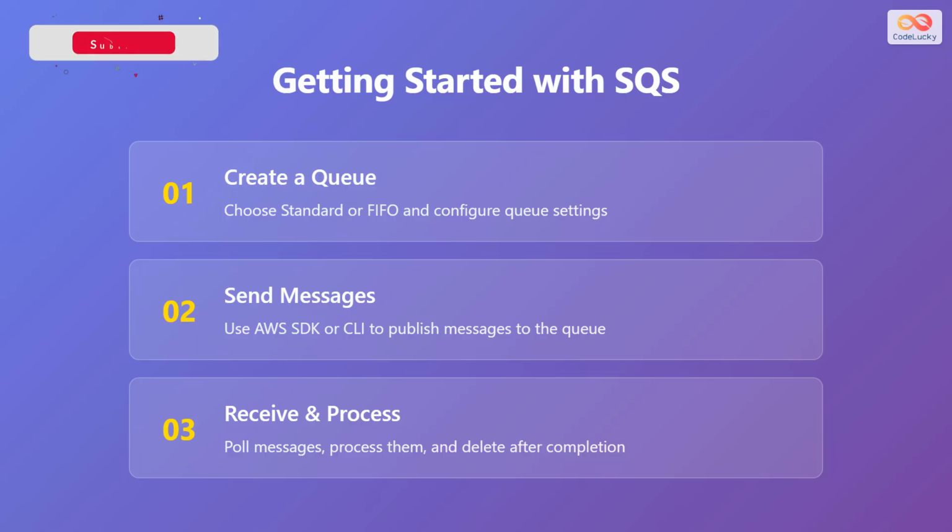Getting started with SQS is straightforward. First, create a queue by choosing either standard or FIFO type and configuring your queue settings like retention period and visibility timeout. Second, send messages to your queue using the AWS SDK, command line interface, or management console. Third, receive and process messages by polling the queue from your consumer application, processing each message, and then deleting it from the queue once processing is complete. This simple workflow forms the foundation for building robust, distributed applications on AWS.